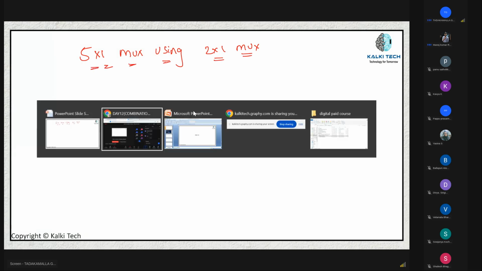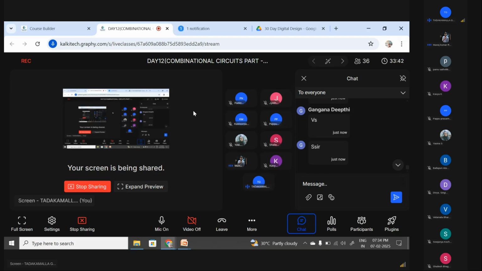Now, let us say we want to build a 5 cross 1 mux using 2 cross 1 mux. Then how many select lines should we have for a 5 cross 1 mux? How many select lines do we have? Any idea? For n select lines, 2 power n inputs will be there.